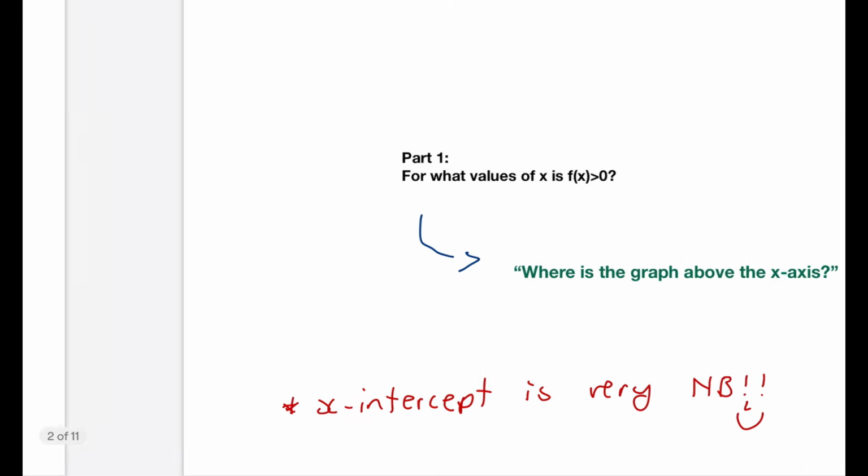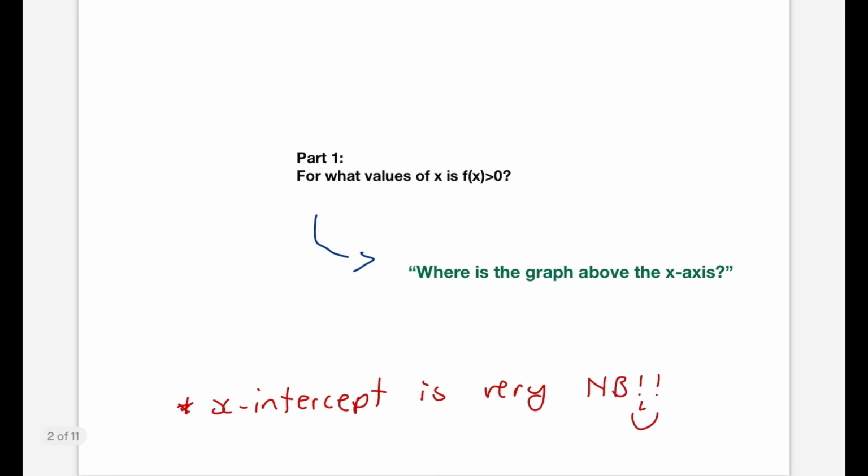Let's get started. In part 1, what does it mean when a question says, for what values of x is f of x greater than 0? See, grade 11s and 12s, this just means where is the graph above the x-axis? So anytime you hear the question, for what values of x is f of x greater than 0, they're just asking you where on this Cartesian plane do you see the graph being above the x-axis?